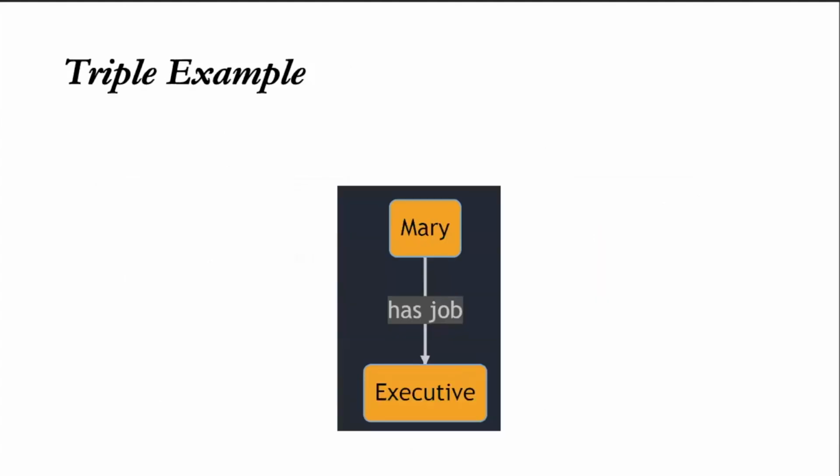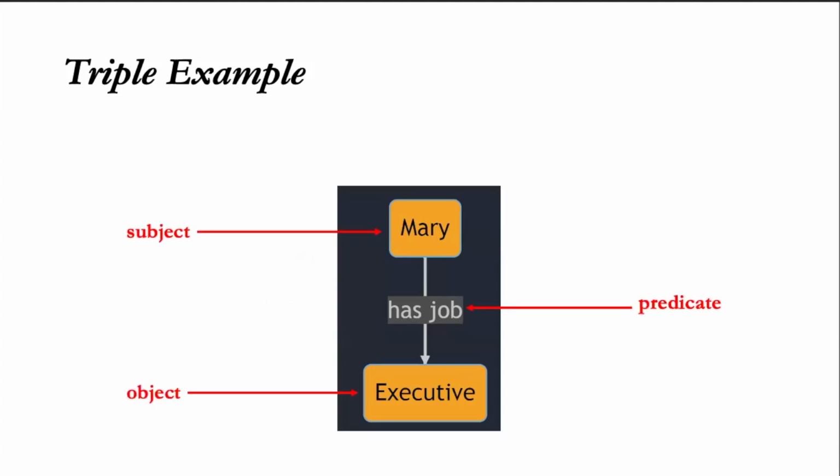Now, what do I mean by triples? There's Mary and she has a job. She's an executive. Good for her. Subject, predicate, object. This is the building block. Simple building block, triple structure: subject, predicate, object. So they're using predicate in the kind of relational sense. But that's fine. It's the link, the edge.